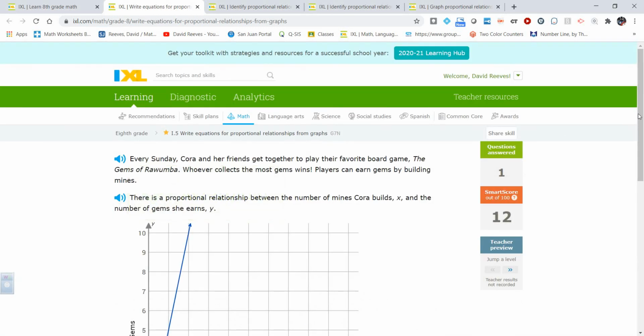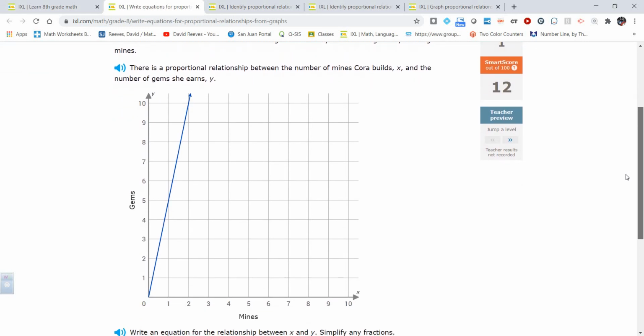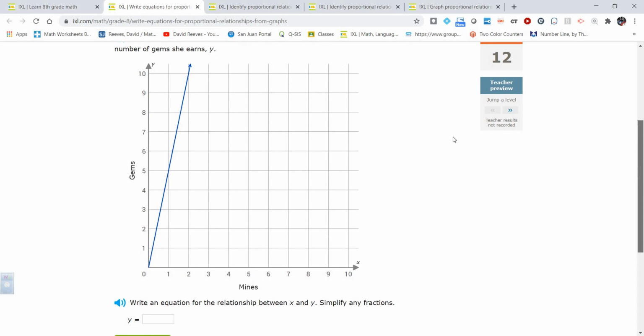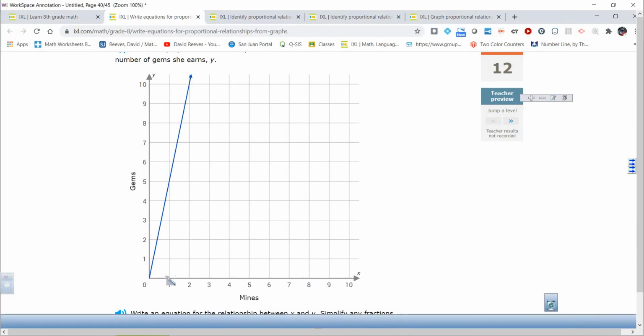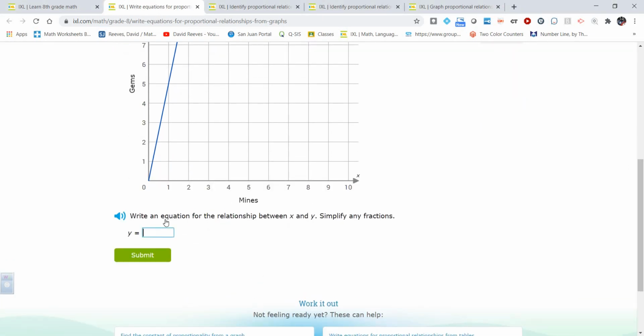Okay. All right, so if we take a look at this relationship between gems and mines in this game that Cora and her friends are playing, first of all, we know it's a proportional relationship because it's a straight line that goes through 0, 0. So let's find a point on this graph. Looks like 1, 5 is a point on this graph. And 2, 10. Wow, they're not very original, are they? It's the same exact relationship. And what do we get again? y is equal to 5x.